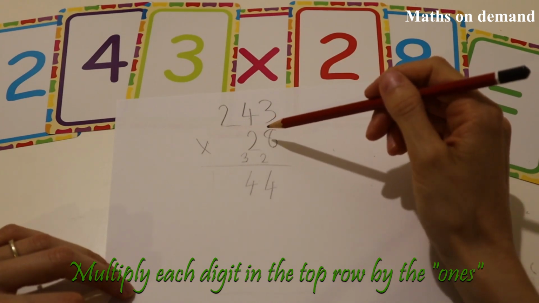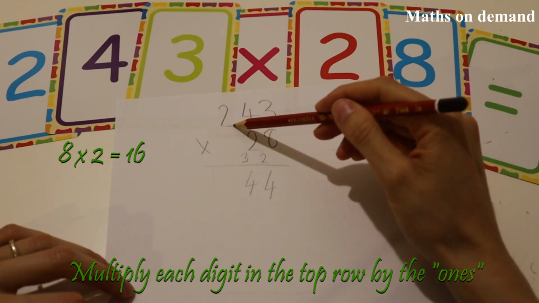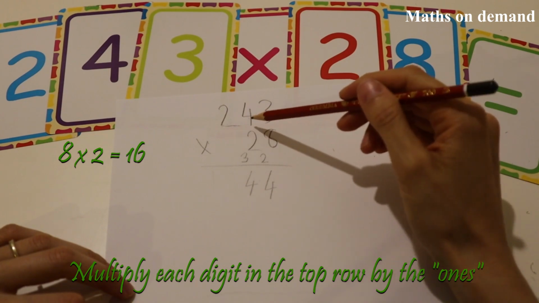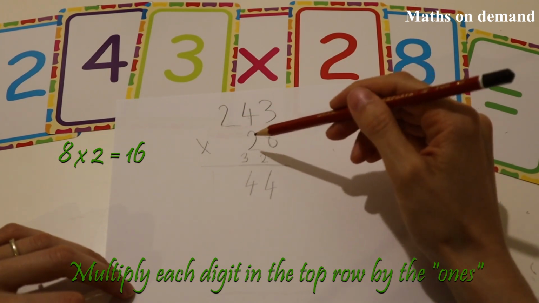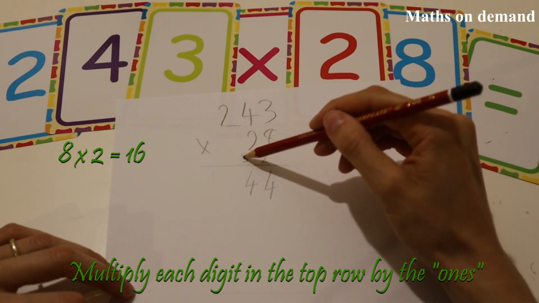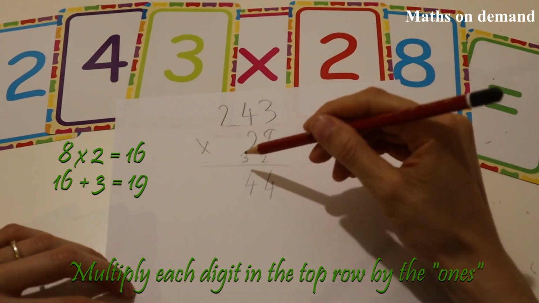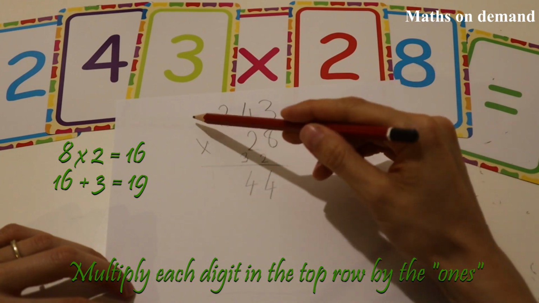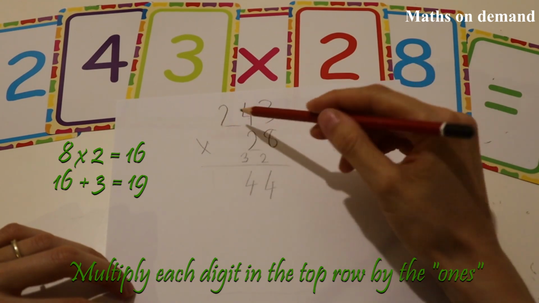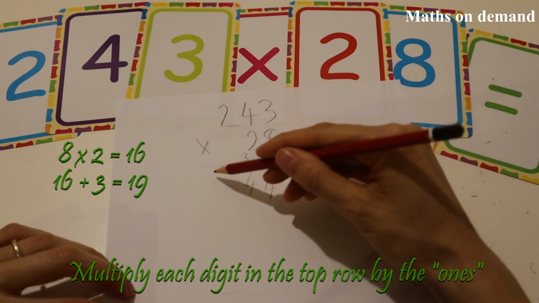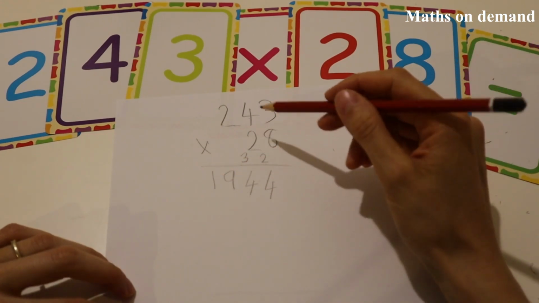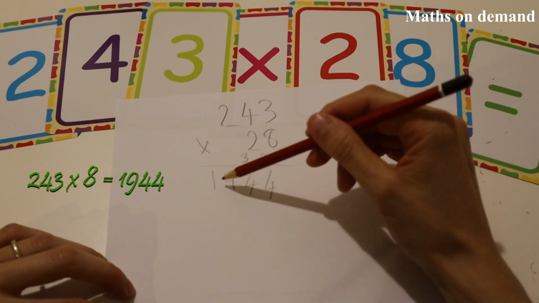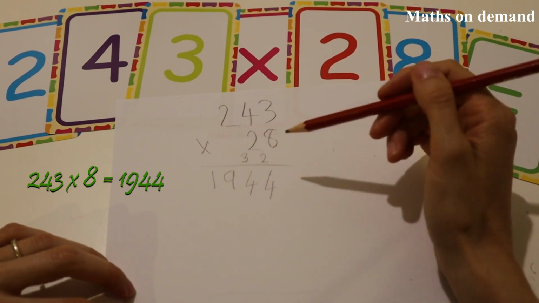Now, we need to do 8 times 2, the hundreds. 2 times 8 is 16. But we still need to add this 3 here. 16 and 3 is 19. And because there are no more numbers to multiply on the top row, we write 19 here. So 243 times 8 is actually 1,944.